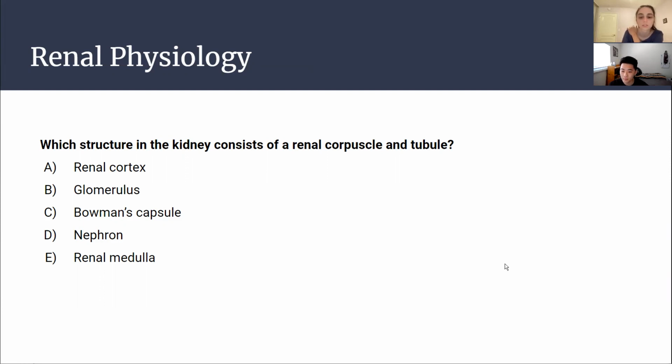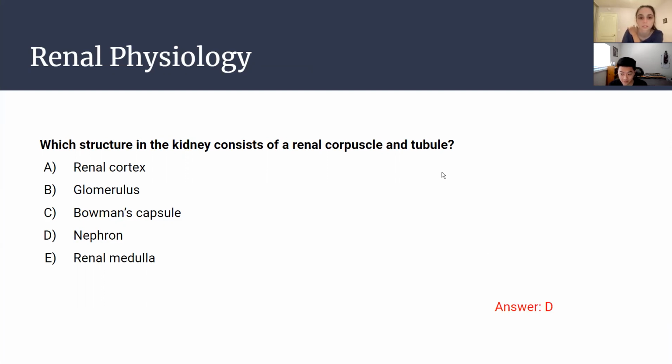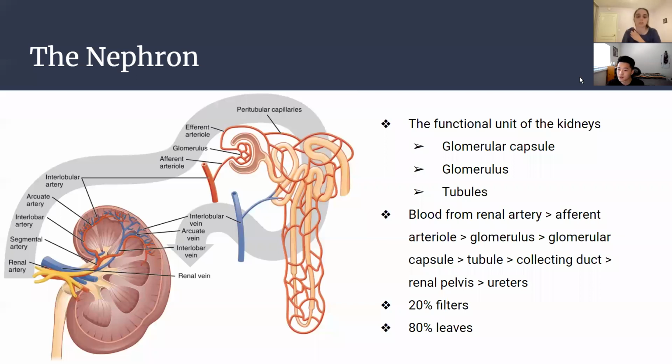Okay. So the correct answer is D, right? The nephron. Remember, the nephron is the functional unit of the kidney. We're gonna talk more about that. So the nephron is the functional unit of the kidneys. It is a site where urine is produced.